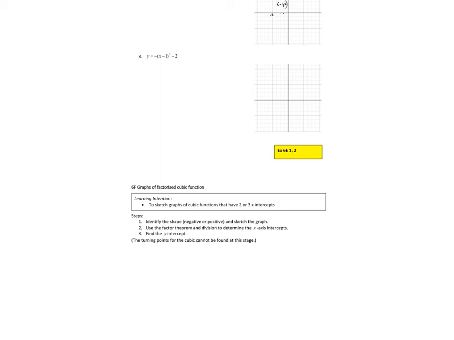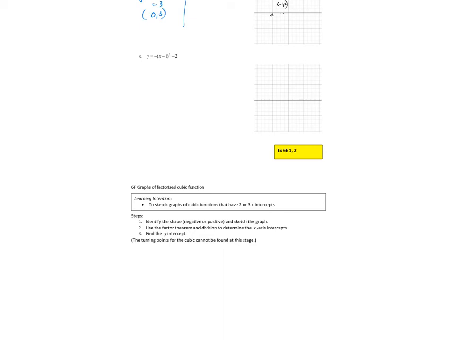Let's find our y-intercept. So before I sketch it this time, I'll get my y-intercepts and x-intercepts. Y-intercept, x equal to 0, y is equal to 0 plus 1 cubed plus 2, which is equal to 3. So I get the point 0, 3. So we'll call 3 about halfway up.